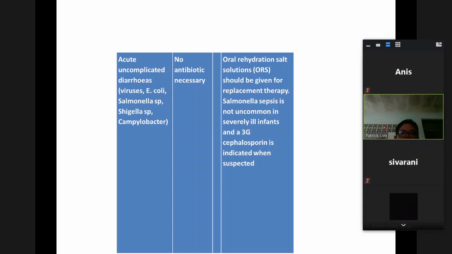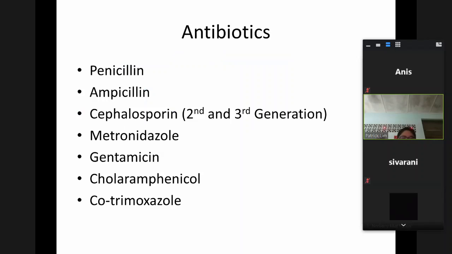But what we should give is symptomatic treatment. If there's fever, you give Panadol. If there's pain, you give Panadol. And if there's dehydration, you give an oral rehydration salt solution as replacement therapy. Salmonella sepsis is not uncommon in severely ill infants. If that happens to an infant, a third generation cephalosporin is indicated when suspected. Okay, so now we talk about antibiotics.